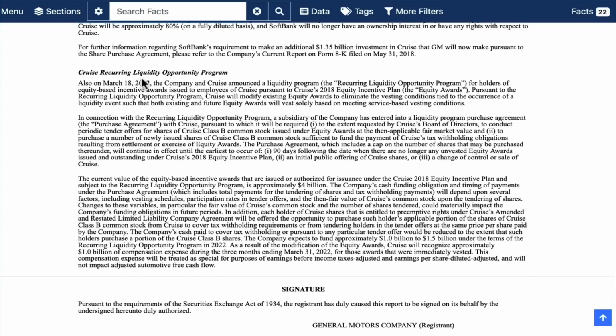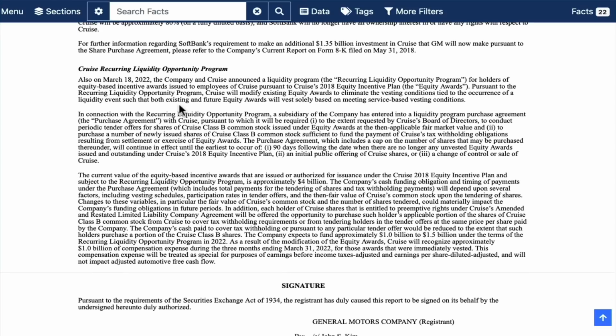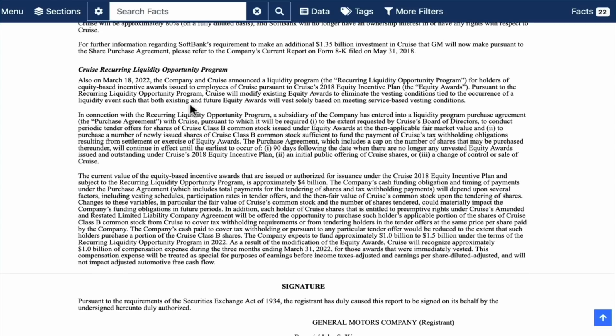This is the recurring liquidity opportunity program. And this had to do with the stock options. The stock options were tied to liquidity events: at some point new investors would have come in, there would have been a liquidity event, shares would have been sold, and that would have set the value of the options, and the option holders could have cashed out at that point. Well, there's going to be no liquidity event now. So you have to change the condition under which those options vest.